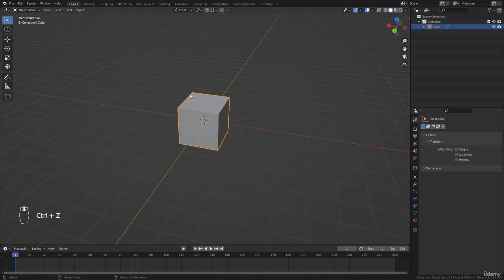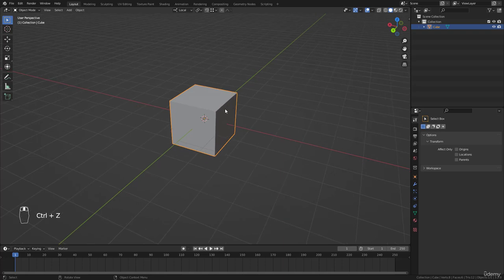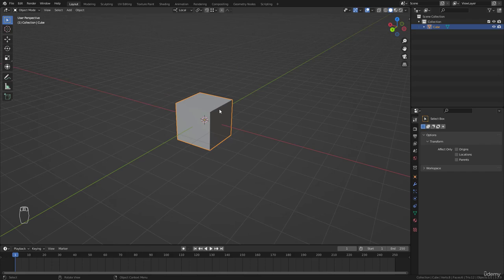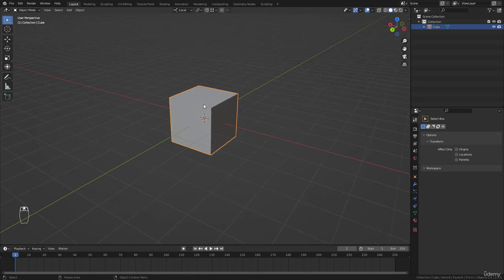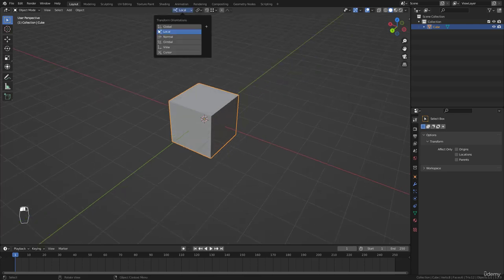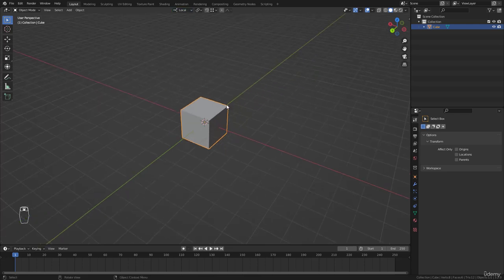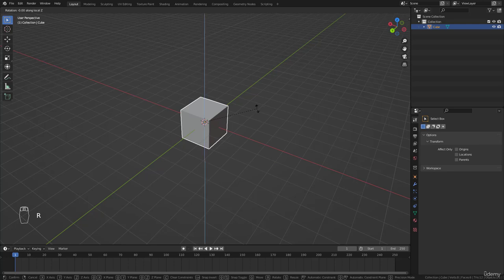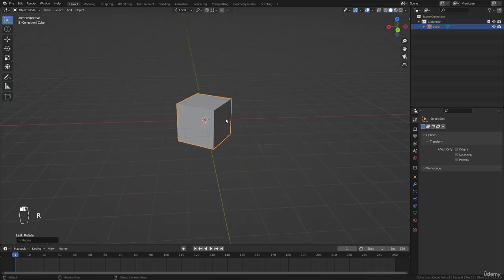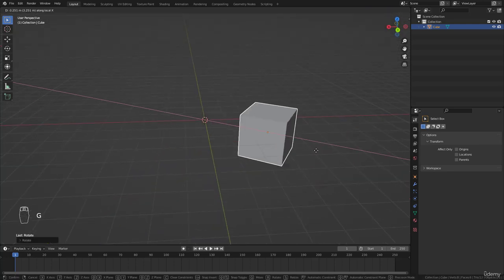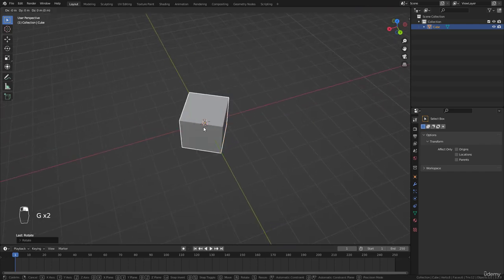When you create your object for the first time, its axes are the same as the global axis. So in the beginning, no matter if you change to local axis and you want to move along x, gx, it is the same as global axis. But when you turn this around, now it changes. Look, gx, now it moves along its own x-axis.